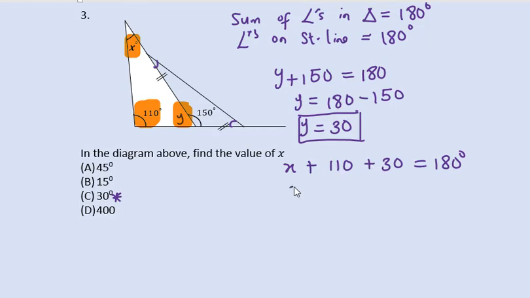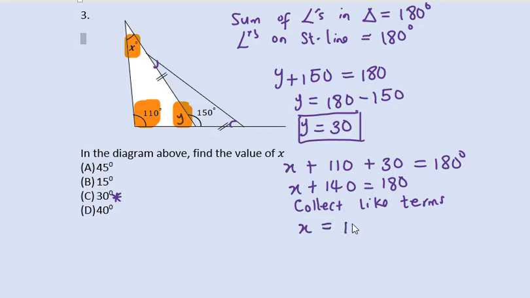Okay, getting back to the question, we can now add these two. Let's add them up. So x plus 110 plus 30 should be 140, so x plus 140 is equal to 180. From here, the next step is to collect like terms. So if we collect like terms here, we are going to isolate x, making x stand alone. So collecting like terms here gives x is equal to 180 minus 140 degrees.